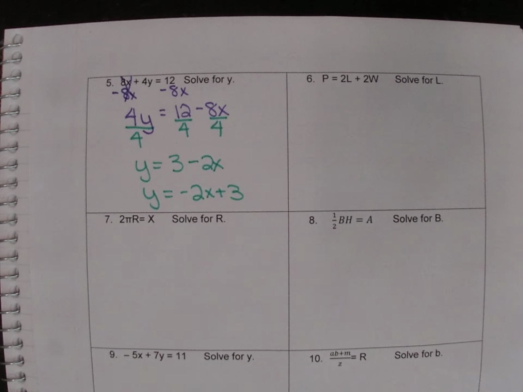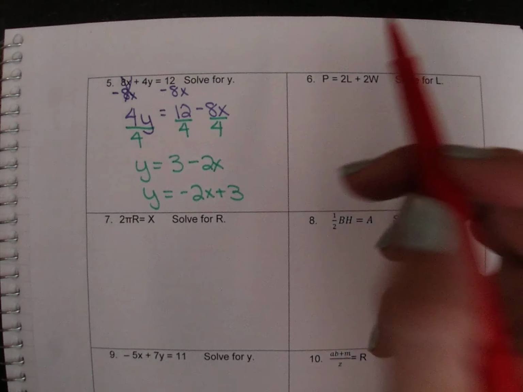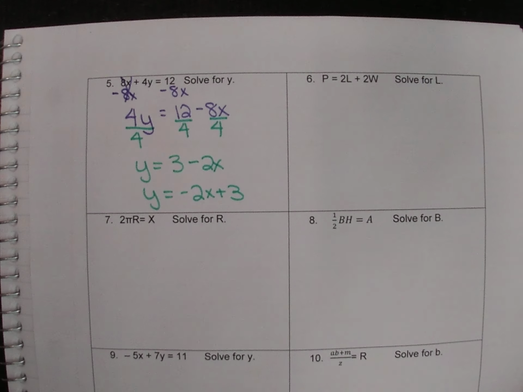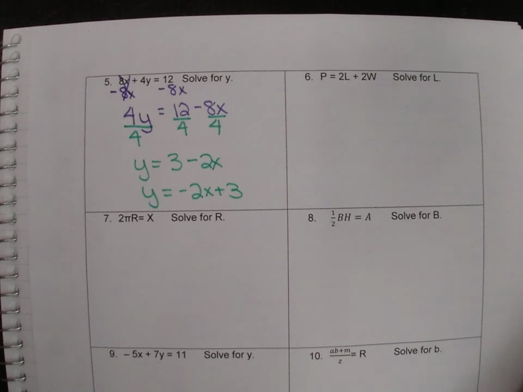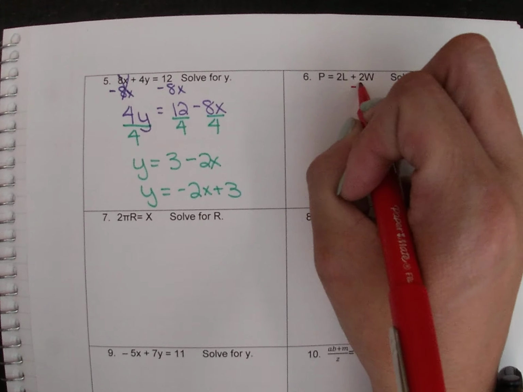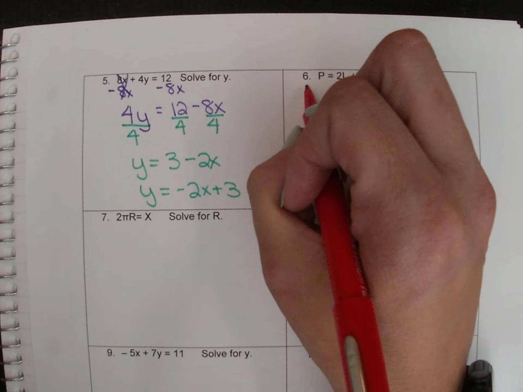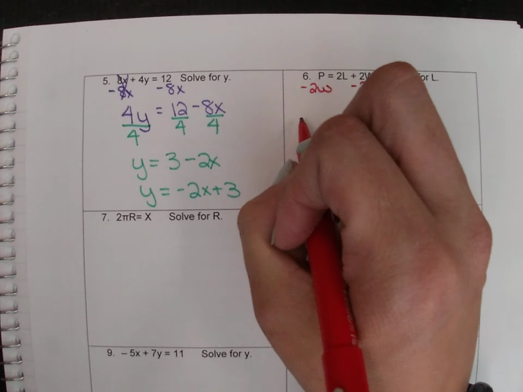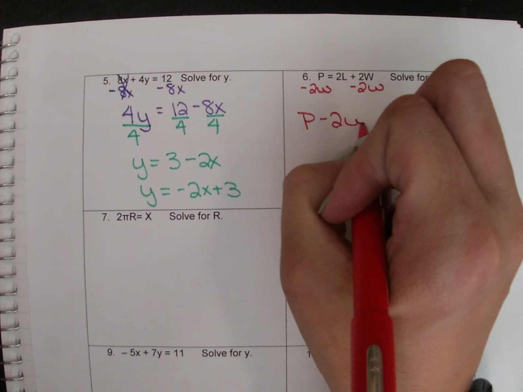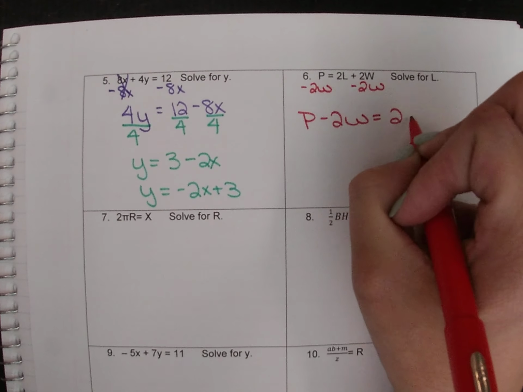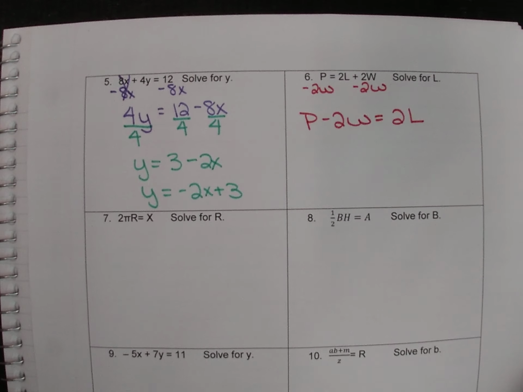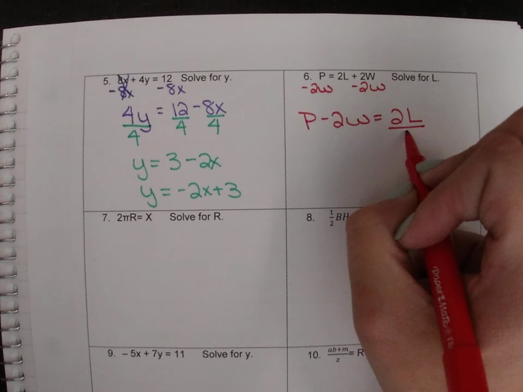Number 6, this is asking us to solve for L. So this is actually a perimeter formula. If we want to solve this for L, again, we're undoing any addition and subtraction first. So I'm undoing adding 2W by subtracting 2W. So that will give me P minus 2W equals 2L.